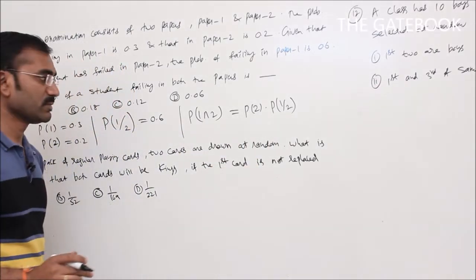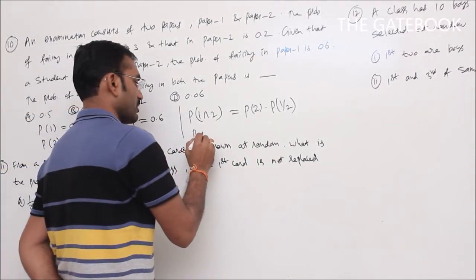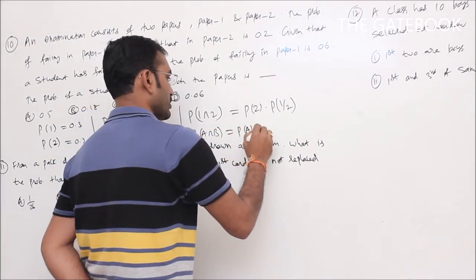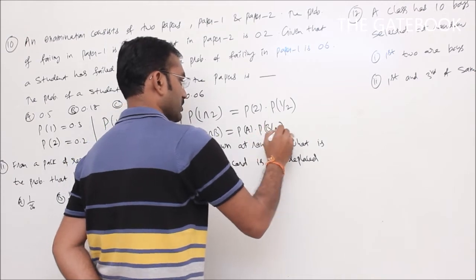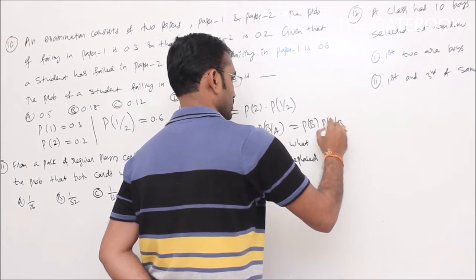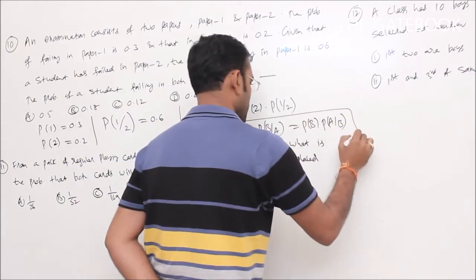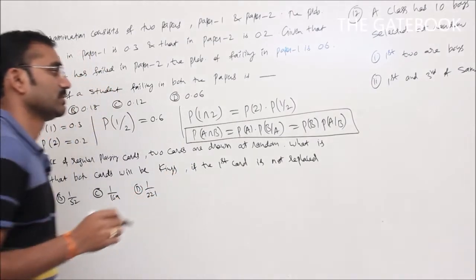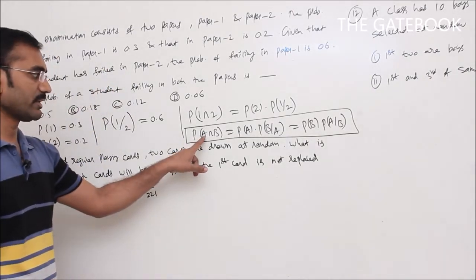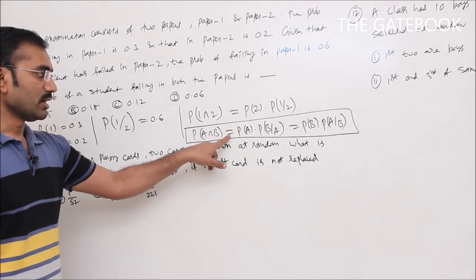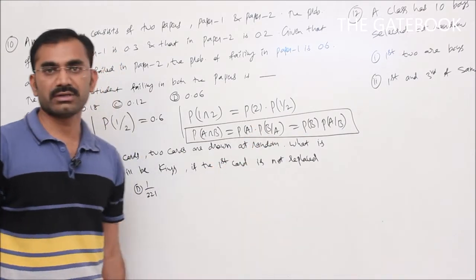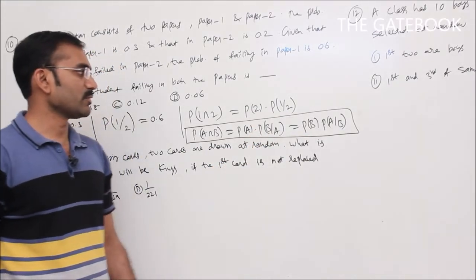multiplication theorem of probability. What is the multiplication theorem of probability? I can write P of A intersection B is equal to P of A into P of B given A, which is the same as P of B into P of A given B. Applying that multiplication theorem of probability, P of A intersection B, the probability of simultaneous occurrence of any two events, is equal to the unconditional probability of any one event multiplied with the conditional probability of the other event. That is the multiplication theorem of probability.